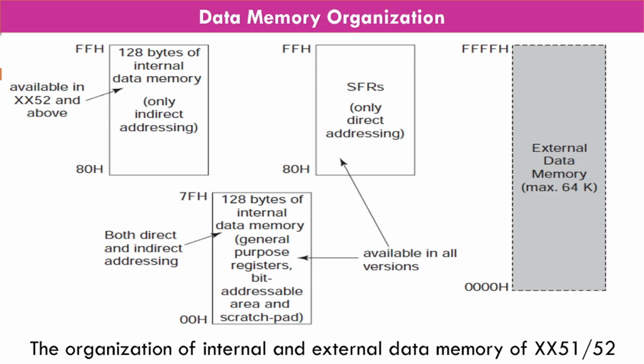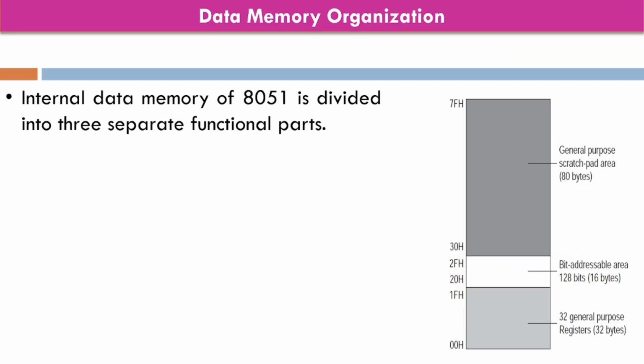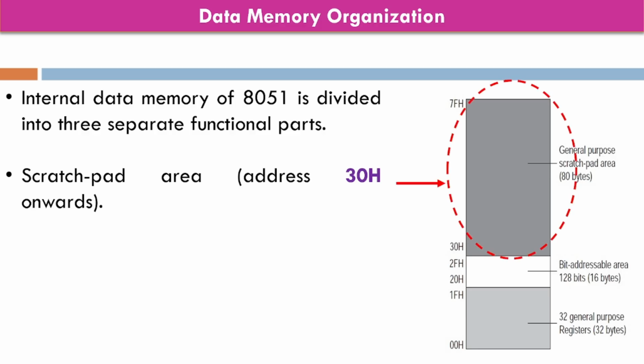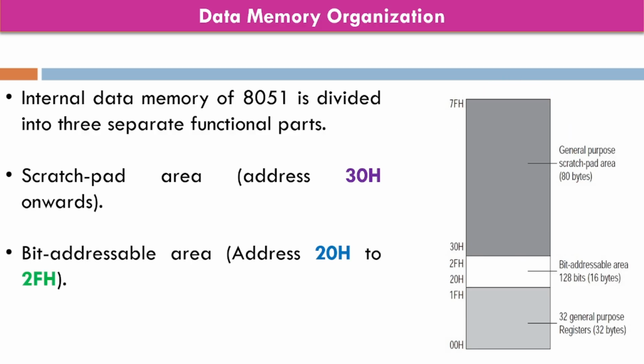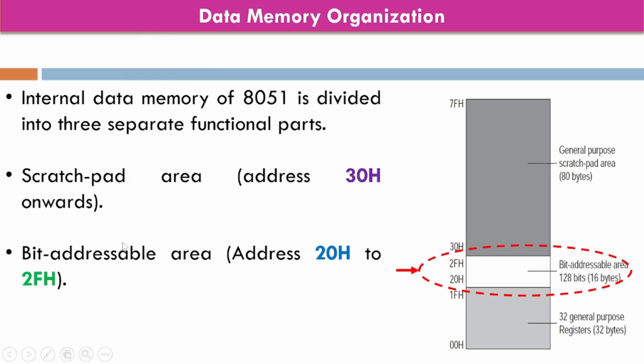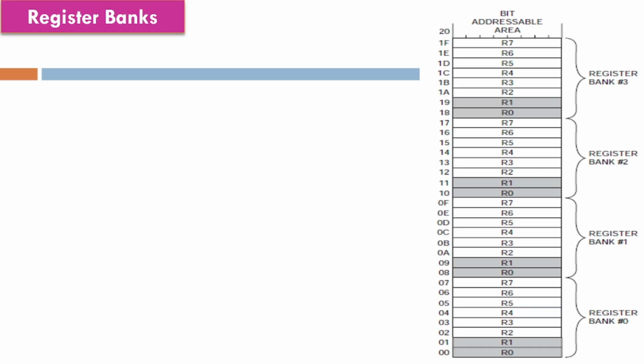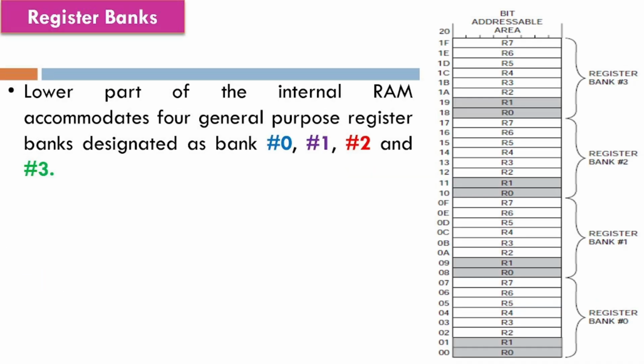The internal data memory of the 8051 is structured very specifically and is divided into 3 separate functional parts. We have the scratchpad area, which starts at address 30H and continues onwards. Next is the bit addressable area, occupying addresses 20H to 2FH. We have the register banks located from address 00H to 1FH. Let's look closer at the register banks.